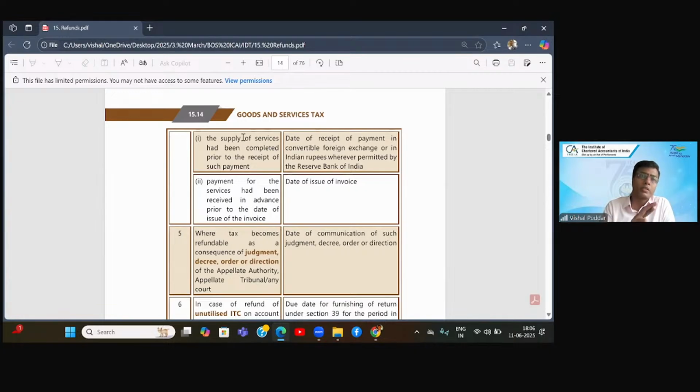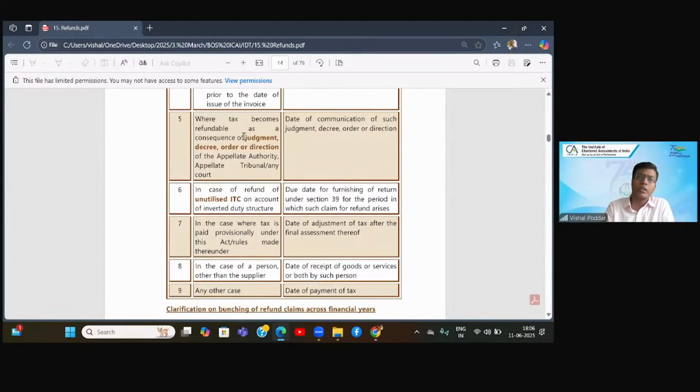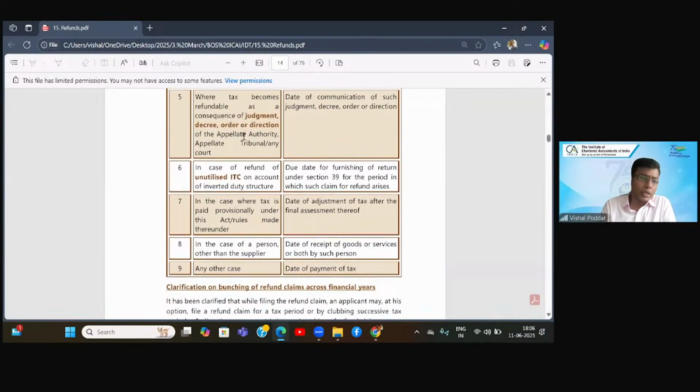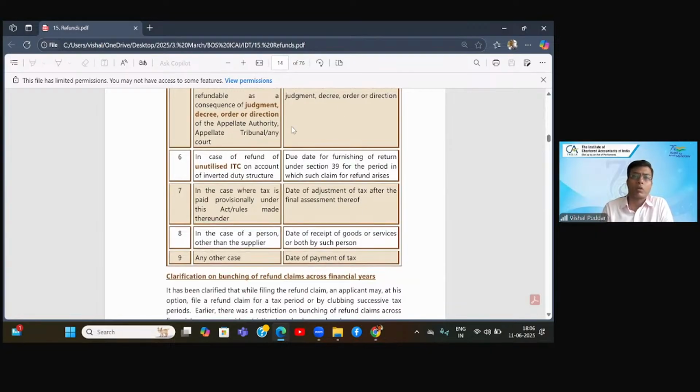The possibility is if the payment is received first, then when the supply happens and you raise the invoice, that will be the triggering point. If supply has happened first and payment happens afterwards, then the payment date would be the triggering point. So out of the two, whichever is later. Next, in case refund becomes eligible on the basis of any judgment, the triggering point is the date of communication of this judgment, decree or order.